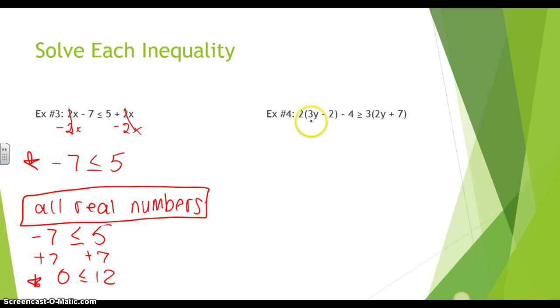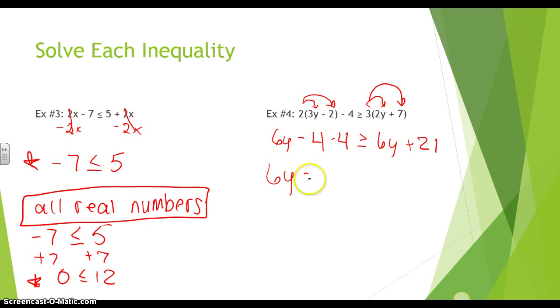We have 2 parenthesis 3y minus 2 and parenthesis minus 4. So we are going to be working with the distributive property here. 2 times 3y is going to give me 6y. 2 times negative 2 is going to be a negative 4, minus 4 on the left, which is greater than or equal to 3 times 2y is 6y. 3 times 7 is 21, so plus 21. Let's combine like terms on the left. So I'm going to have 6y minus 8 is greater than or equal to 6y plus 21.